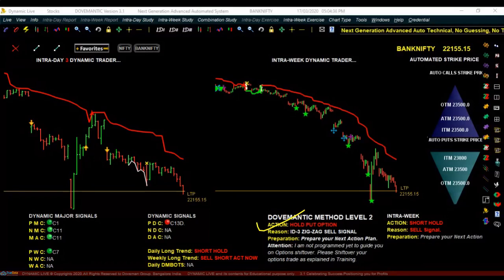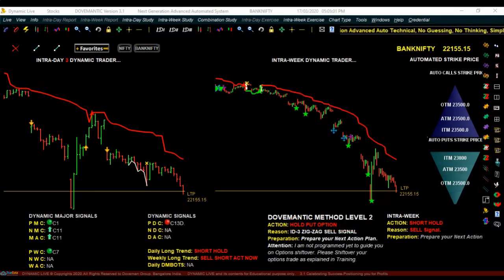Whenever Dynamic Live feels that the price is about to go up and this is a good time to buy, then in this action information it will be written as Buy Call Option Now. So it is telling you to buy a call option. If you don't know what a call option is, not a problem, just read it. It's very clearly written: buy a call option now. Now it is not written there, but I'm just giving you information.